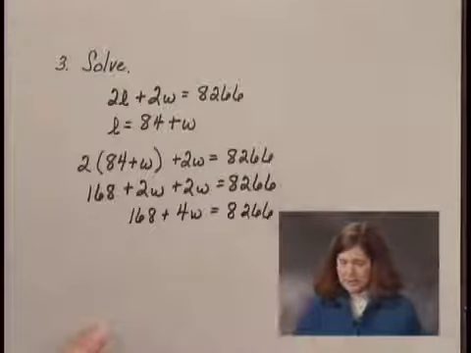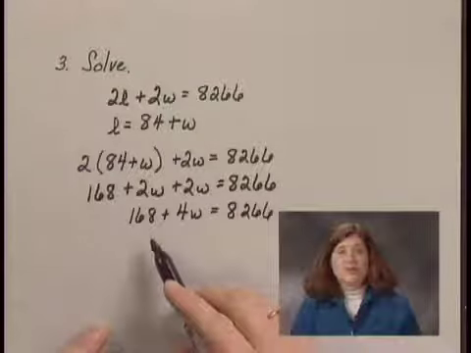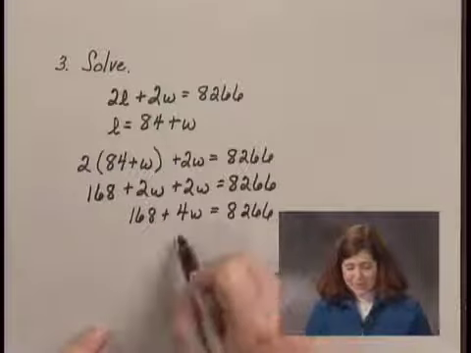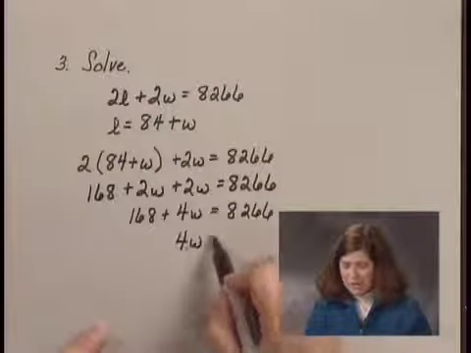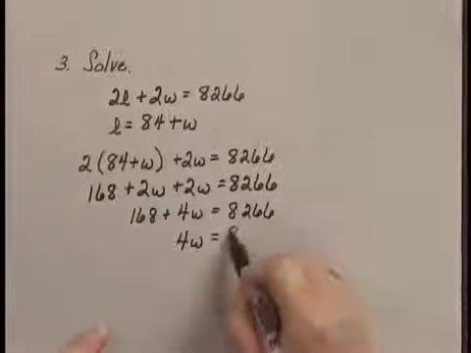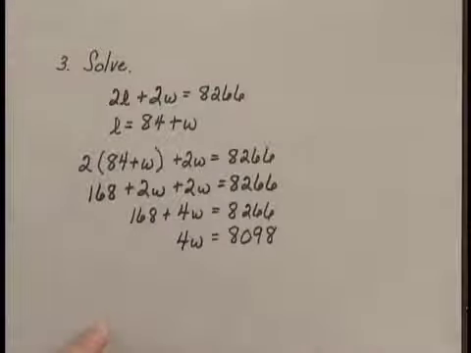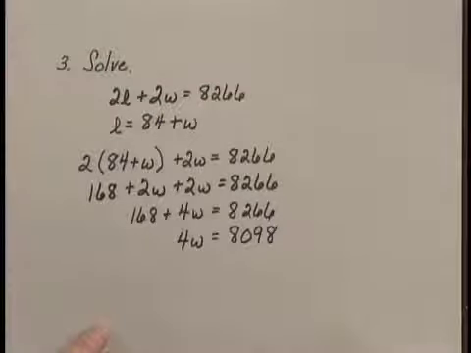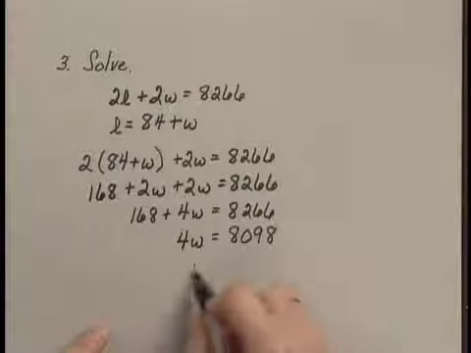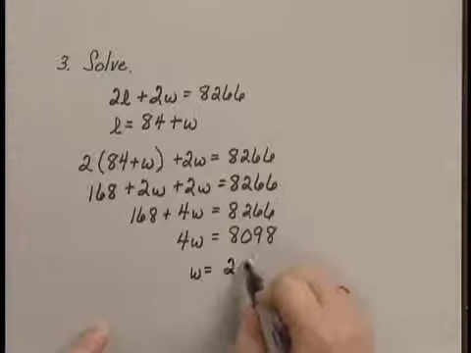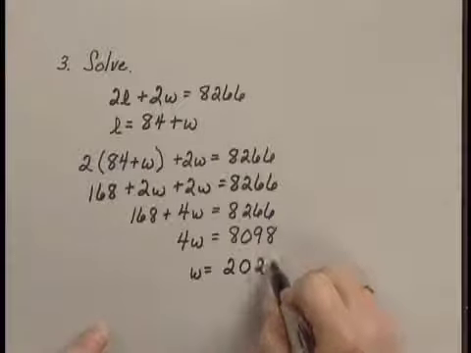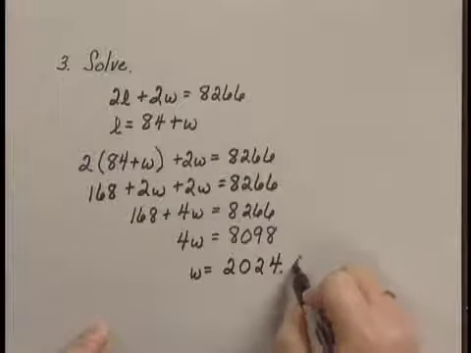8,266. And then I need to subtract 168 from both sides. Doing that on this side, I have 4W. On this side, I have 8,098. Finally, to solve for W, I divide on both sides by 4, and I get that W equals 2,024.5.